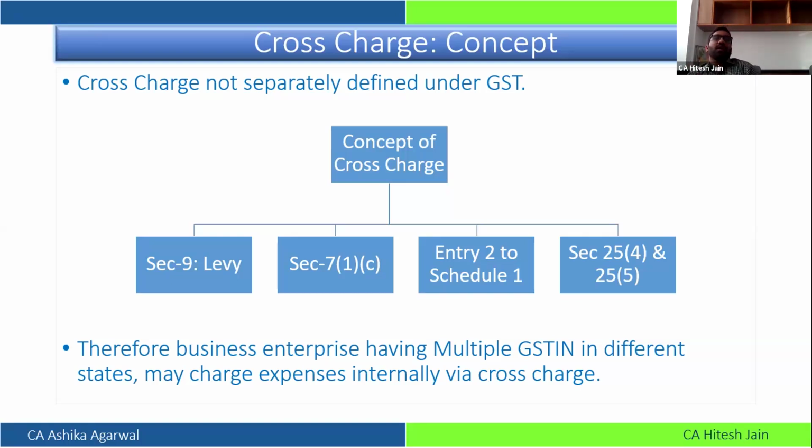So in cases where a business has multiple GSTINs throughout the country, they may charge expenses internally via cross charge. This cross charge concept has come only in the GST era. But if you see the ISD concept, it was also existing in the pre-GST era, even in service tax and central excise. ISD was in existence then also, but the concept of cross charge, this internal billing within the multiple branches of the same unit, has evolved in the GST era only.